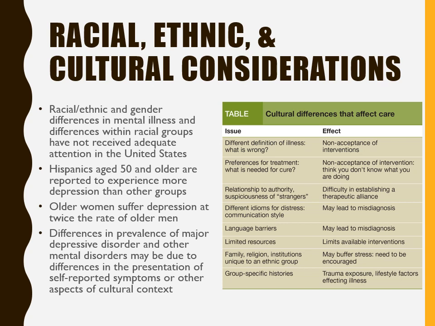You need to look at, okay, well, what is the racial consideration? Is there a racial consideration to even consider? Is there an ethnic thing? What is their role in the family? Those kinds of things. Older women suffer depression at twice the rate of older men. And you can see on here that Hispanics 50 and older have more depression than other groups. So again, you need to look at all factors before you classify somebody as being depressed.